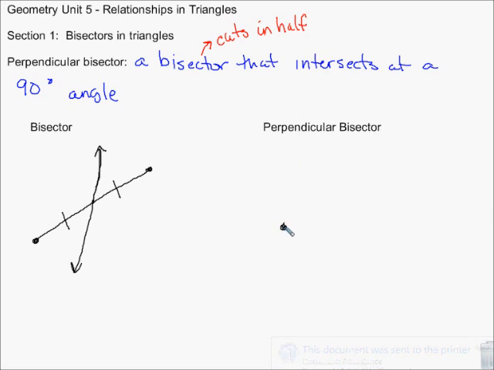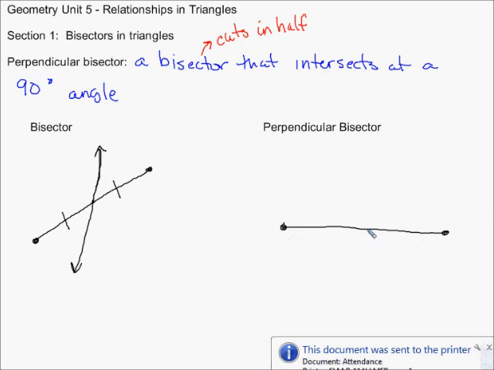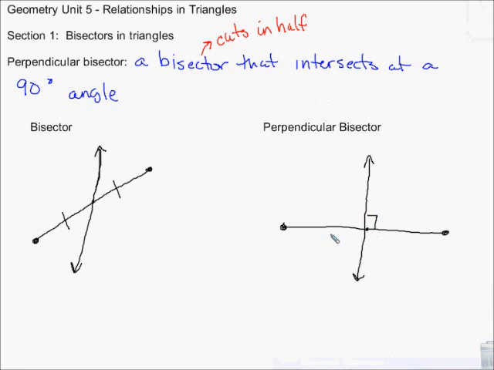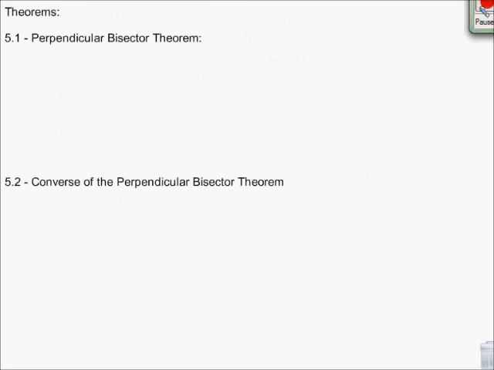If I have another line segment, and we'll say that's about halfway, to be a perpendicular bisector, I have to come in at exactly a 90-degree angle. Okay, so we're still bisecting, it's special because it's at a 90-degree angle. We have two theorems related to perpendicular bisectors.